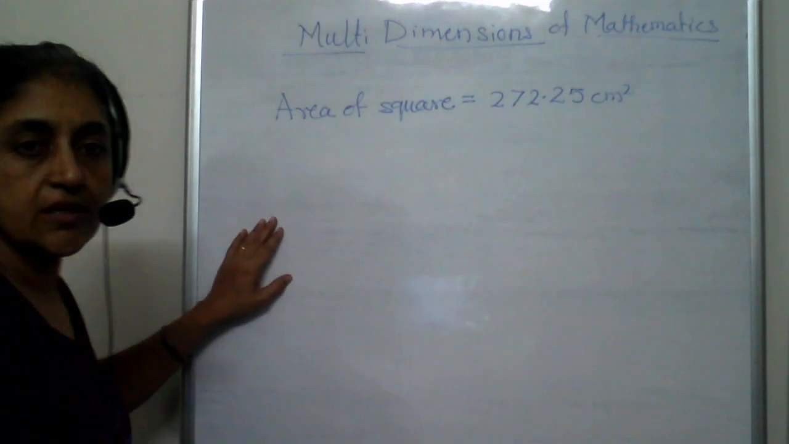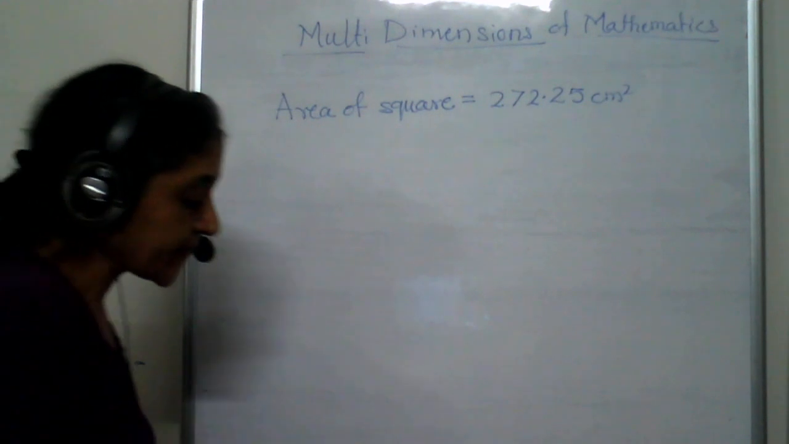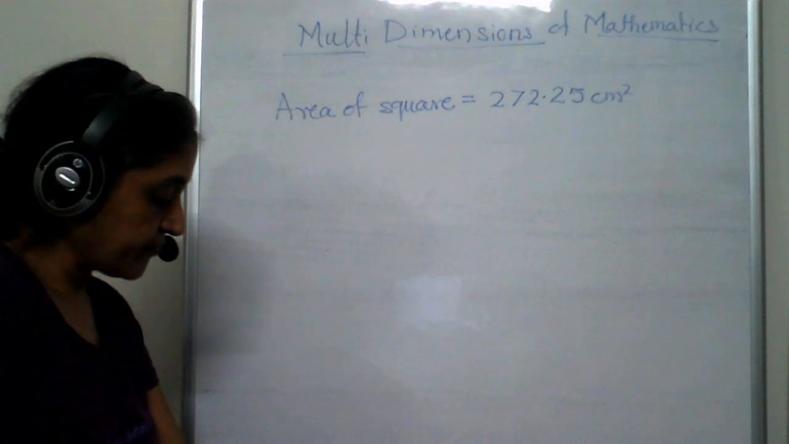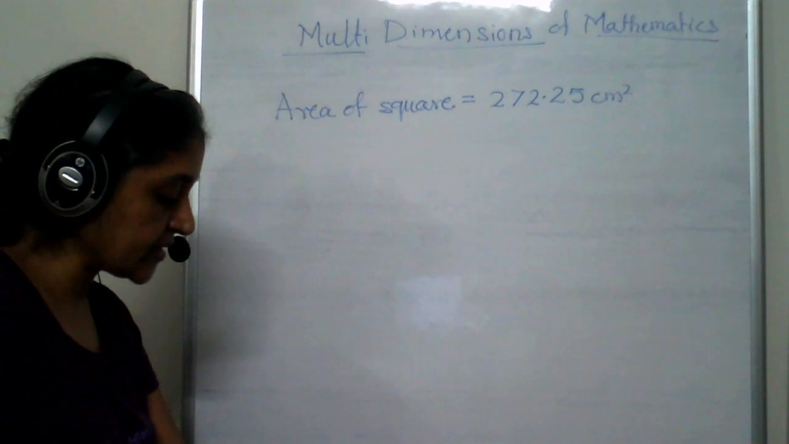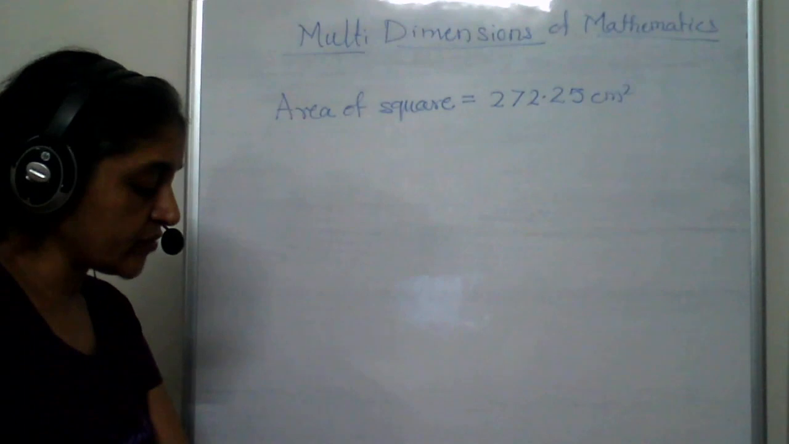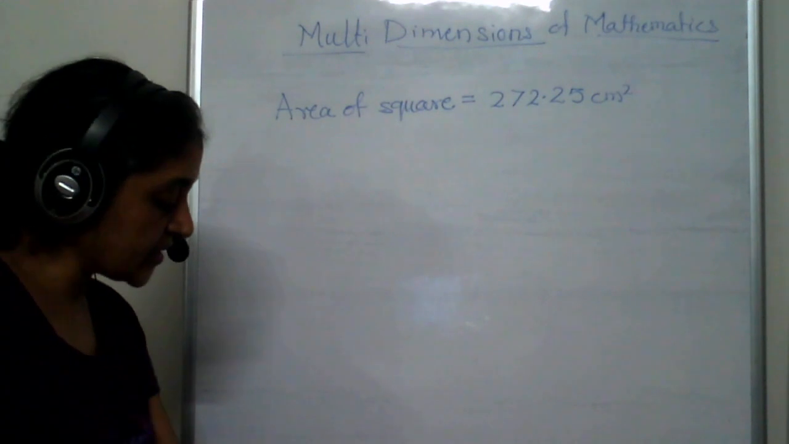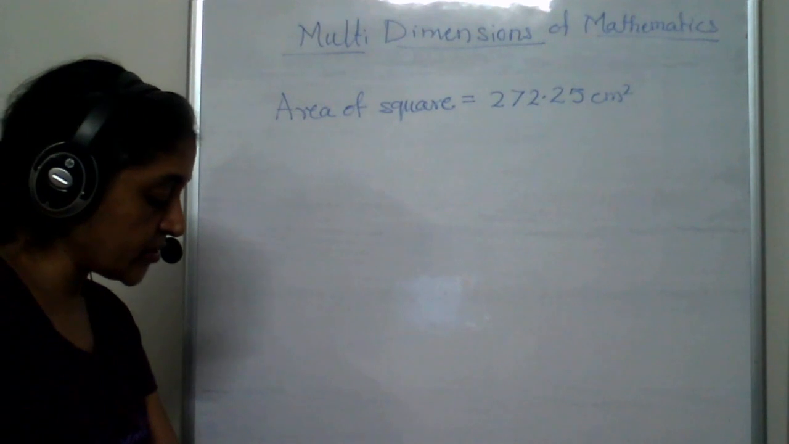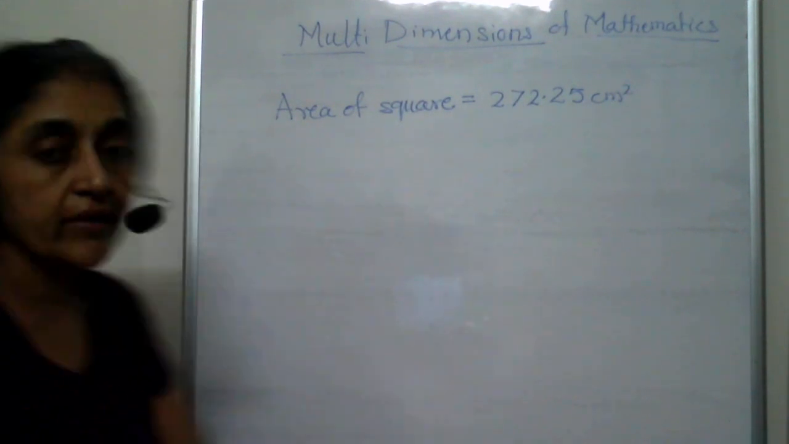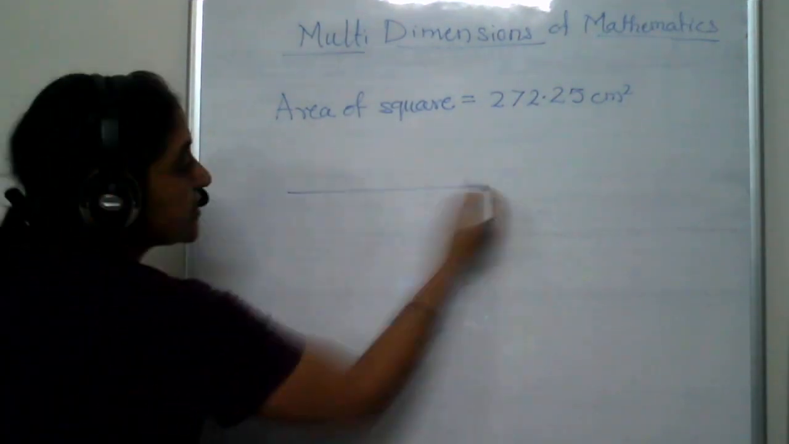I have a question here from circumference and area of circles. A copper wire when bent in the form of a square encloses an area of 272.25 centimeter square. If the same wire is bent into the form of a circle, what will be the area enclosed by the wire? Now the meaning is, see like this, there is a wire.